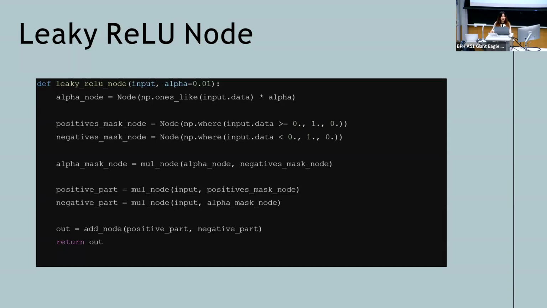And also we will have this alpha mask node. This is similar to the one that I just talked about in softplus. Here we want to use numpy.ones_like to initialize the array with all ones, and the shape will be the same as the input.data. Then we calculate the positive and the negative part by using the multiplication primitive. That is input multiplied by the positive mask node, and input multiplied by the alpha mask node, which is the negative part, alpha x. And finally, we add them together, and that is the leaky ReLU implementation.